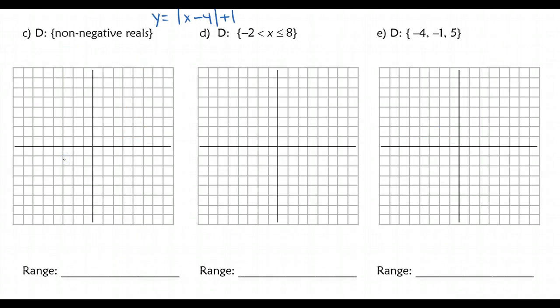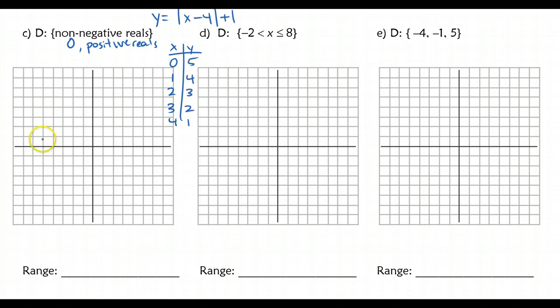Okay, now part C here says our domain is now non-negative reals, so we need to figure out what non-negative reals mean. So this is positive numbers, but it also includes the number 0, right? So this is positive reals along with the number 0. So when I make my table, I want to include 0 and any other positive reals that I want to include here. And again, it's probably easiest to use all whole numbers. So I'm going to go ahead and fill out this table. Okay, so there's my table.